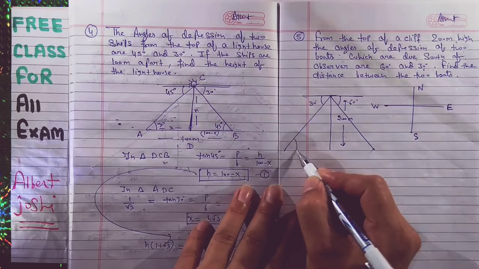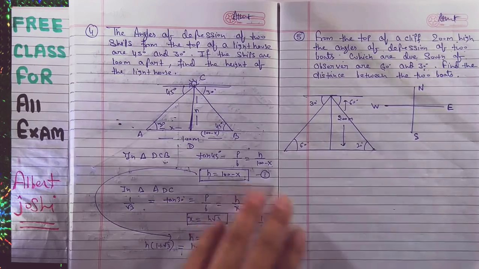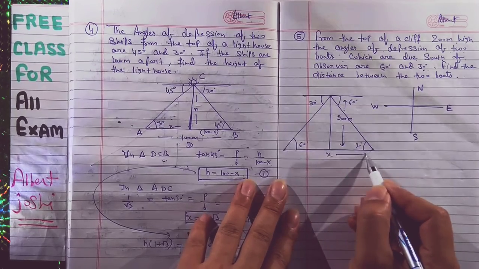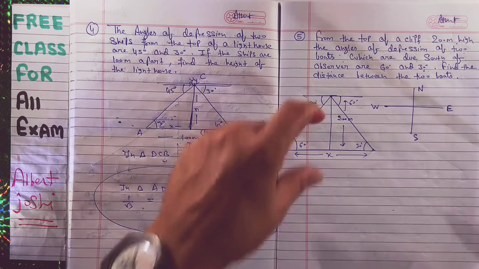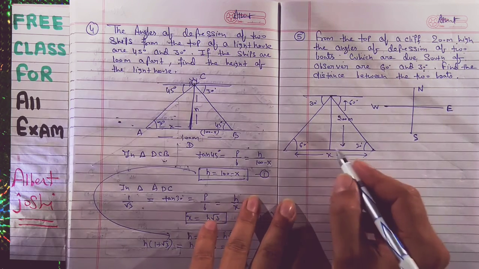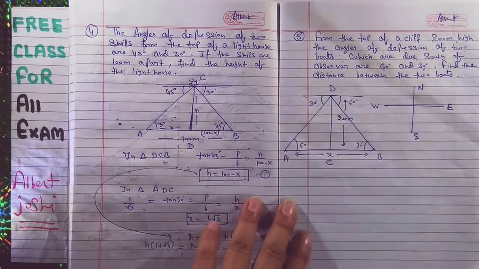So if this is 60, then this is also 60. If this is 30, then this is also 30. That is the horizontal line. Find the distance between the two boats. He is asking what this is. Again, this question is also the same; both questions are the same. Here he has given us this value. Now the problem is we have taken this x, so we don't know this. Again we will write A, B, and this is C, and this is D.